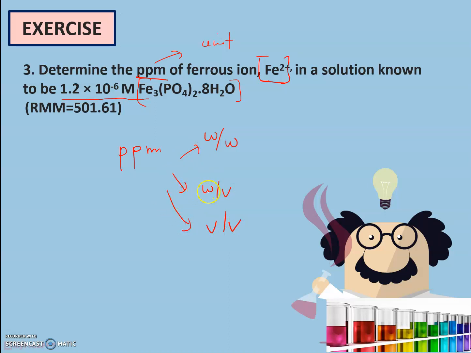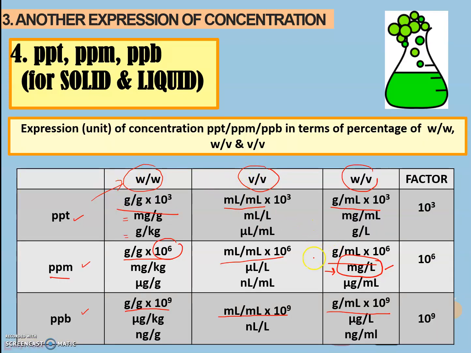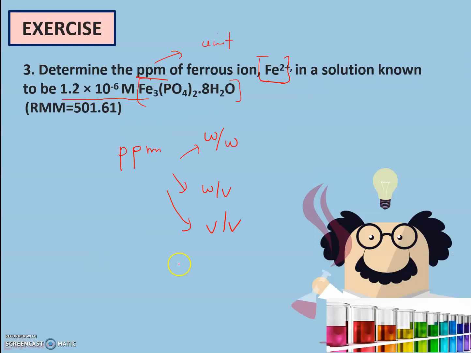If it is not given, only for a simple question like this. This is a basic question. For example, weight per volume in ppm. So you can use either this unit, gram per ml exponent 6, or milligram per liter. This one is milligram per liter, this one is gram per ml. If you use the basic unit, don't forget to multiply with the factor. So you will get the same answer. The units are what you must know: what terms the ppm is in, so what the unit is.